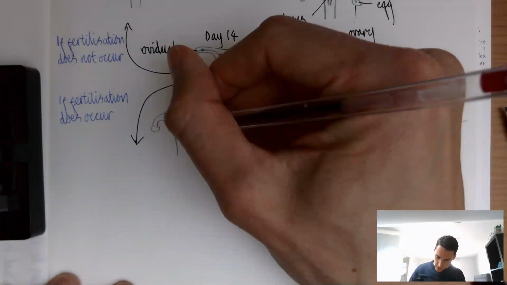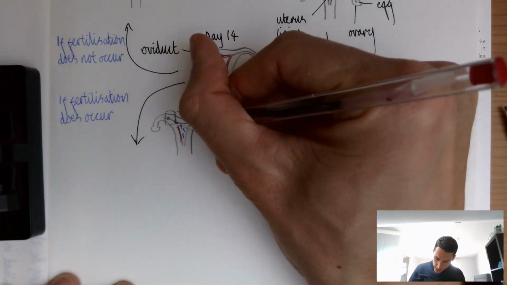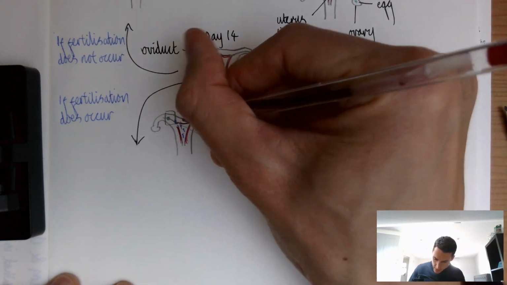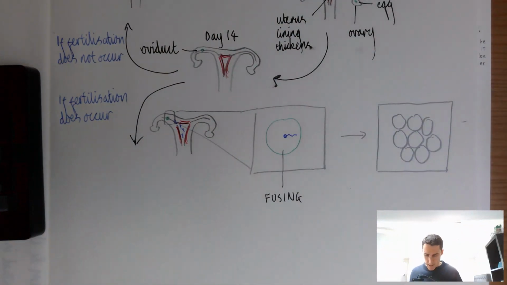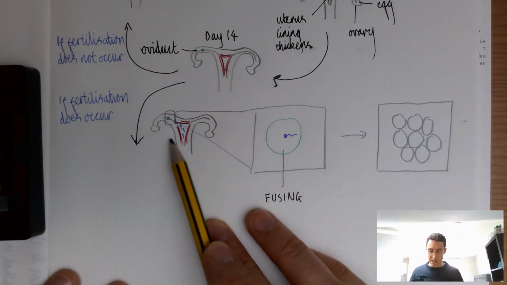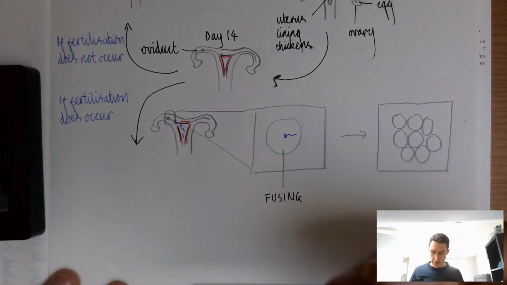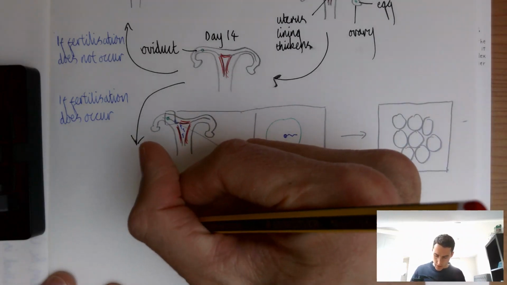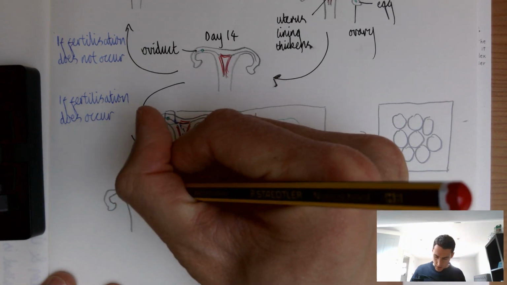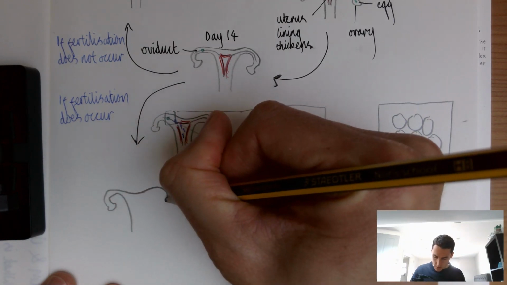And I should have drawn here that this uterus has this already thickening lining like this. And then what happens if fertilization occurs? So this is fertilization actually happening. And then what I'm going to draw down here is one final image, like so.